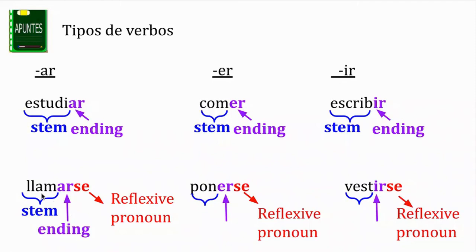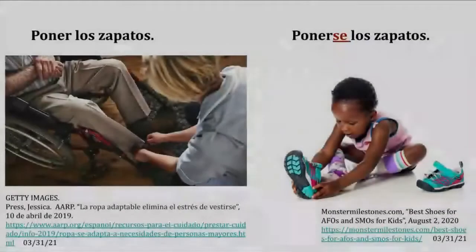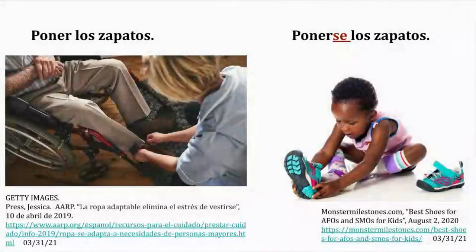Ejemplos: llamarse, ponerse, vestirse. What is a reflexive verb? It is an action that you do by yourself for yourself.